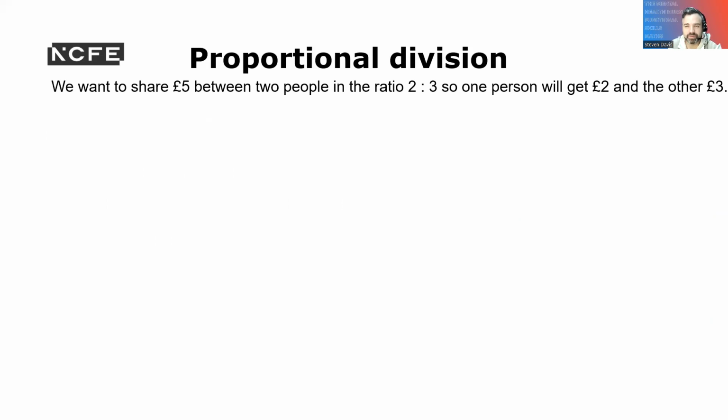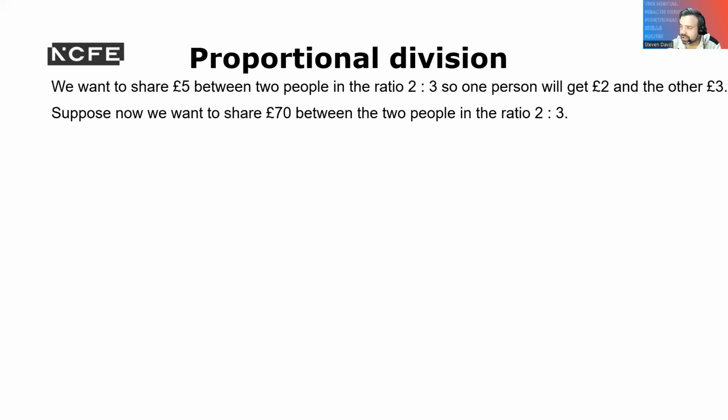Proportional division. So if we want to share £5 between 2 people in the ratio of 2 to 3, then one person will get £2 and one person will get £3. Suppose we now want to share £70 between 2 people if the ratio is 2 to 3. £70 divided by 5 gives us... oh no, hang on, sorry.